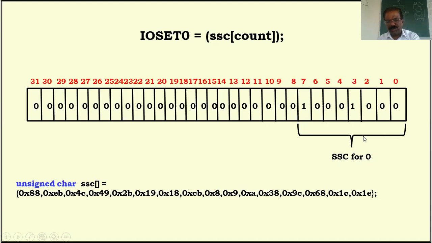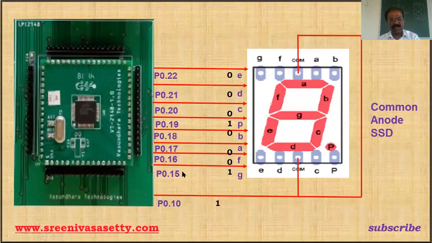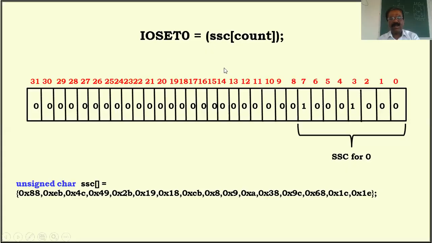Suppose we are using P0.0 to P0.7, then we can write this statement. There is no problem. But in the hardware, we have connected starting from P0.15 till P0.22. That is 8 lines from here to here. Therefore, we have to place this 7 segment code starting from 15 till 22.